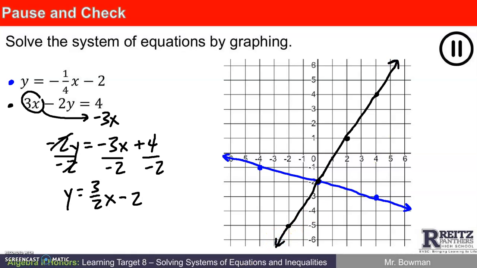So what's the solution of this system? It's right there. They have the same y-intercept. It's right there. It's 0, negative 2.